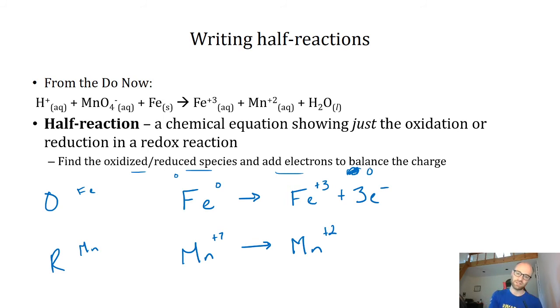The sum of the charges is 0 on both sides. That is a balanced oxidation half reaction. For this one, we're going to add 5 electrons to the reactants so that the sum of the charges here is +2 to match the +2 on the products.